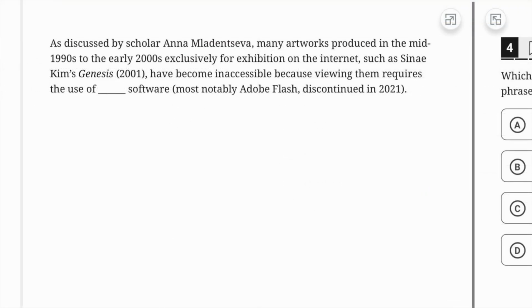Number 4, as discussed by this scholar, many artworks produced in the mid-1990s to early 2000s exclusively for exhibition on the internet have become inaccessible because viewing them requires the use of blank software. And so here they're telling us very explicitly, I think, that we are talking about discontinued software.